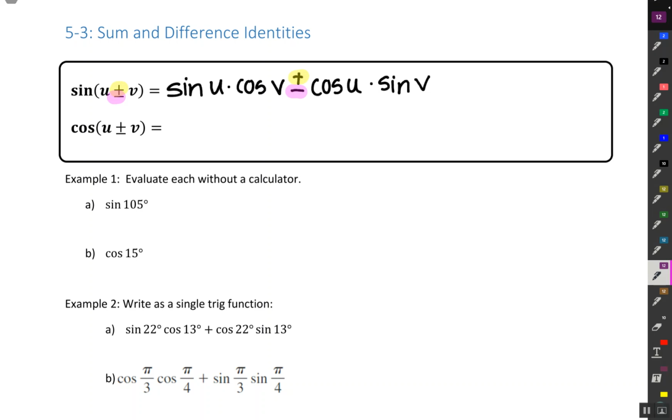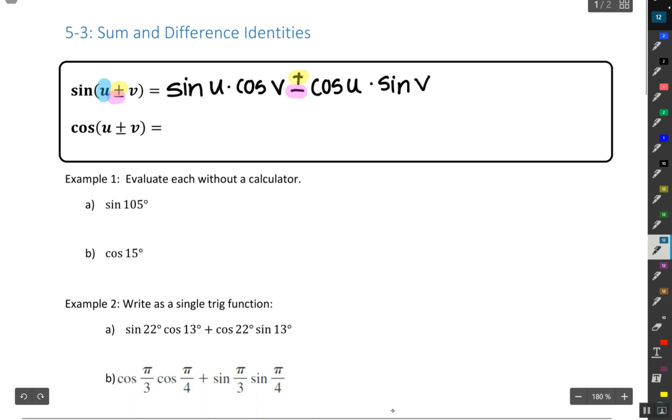Now let's look at the u's and the v's. u is whatever the first thing is in the sum in the parentheses, and it's going to go here and here. And v is the second, and it's going to go here and here.